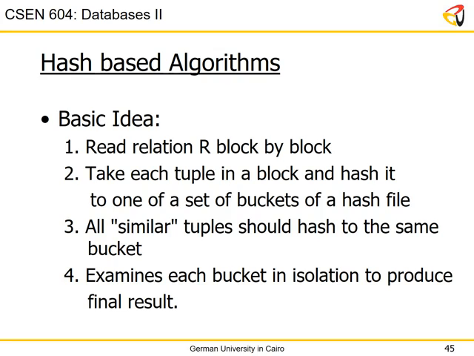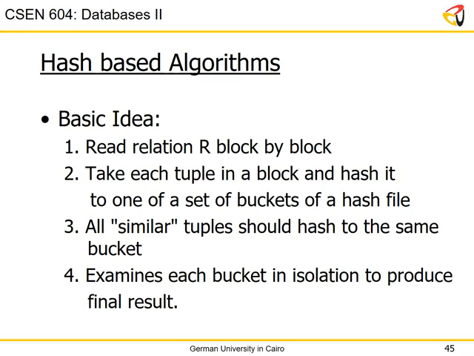We'll move on to the third type of relation access algorithms, which is hash-based algorithms or hash-based relation access. The idea is simple. We're going to read the relation page by page or block by block, and then take each tuple in a block and hash it. The hashing data structure here could either be an extensible or a linear hash table if the memory cannot hold the content of the table.